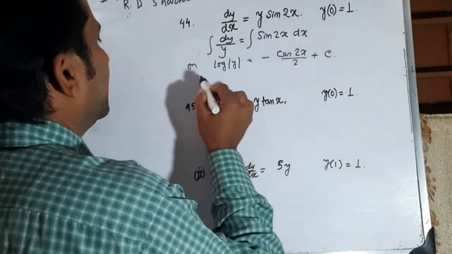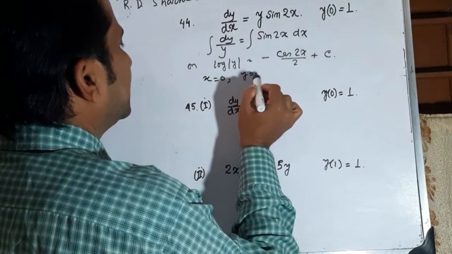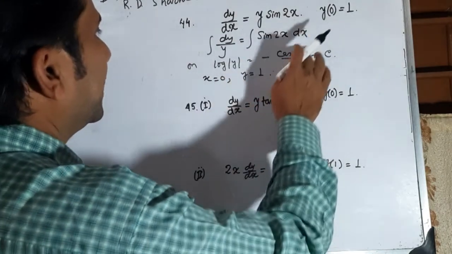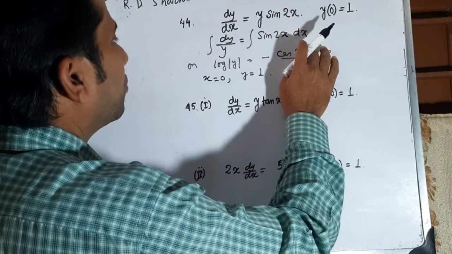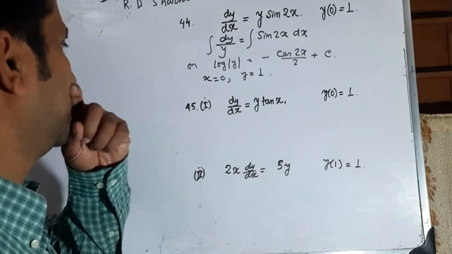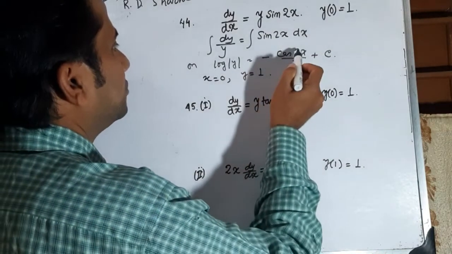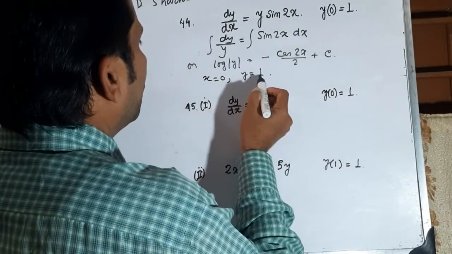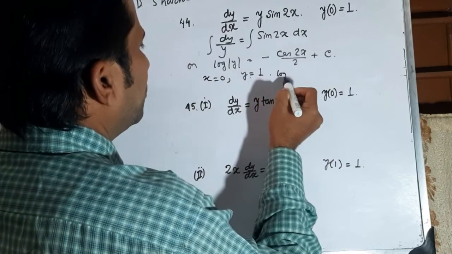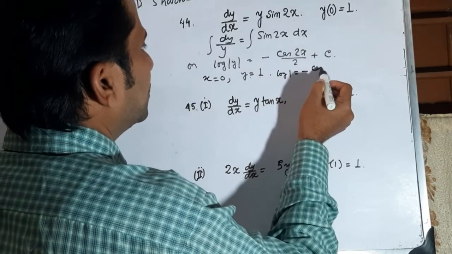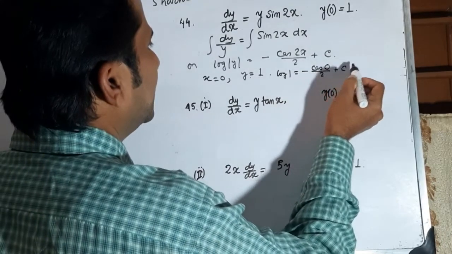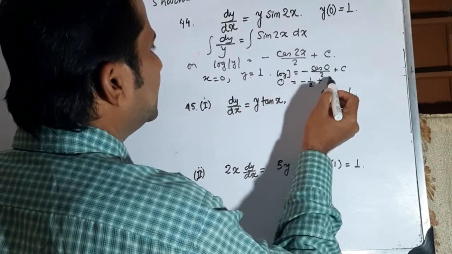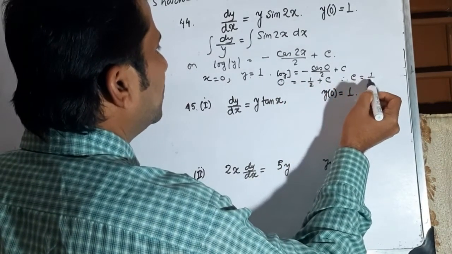Now putting the value of x is equal to 0 and y is equal to 1, you will get the required result. Putting x is equal to 0, cos 0 means 1, and log of 1 means 0, then log 1 is equal to minus cos 0 by 2 plus c. Log 1 means 0 is equal to minus half plus c, therefore c is equal to half.